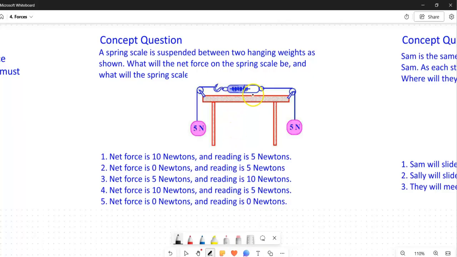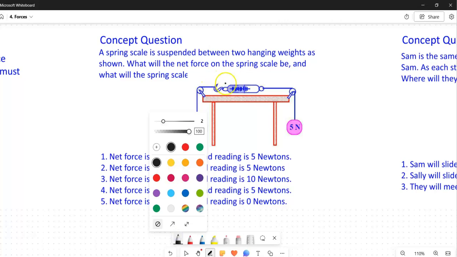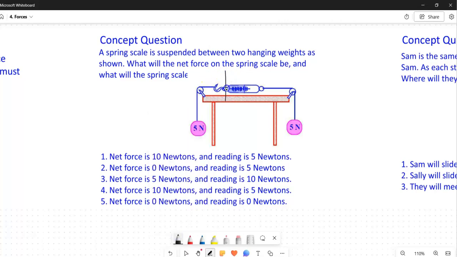Okay, well, here's what I like to think about. Let's suppose this was just for a moment hooked to a wall. It was just connected to a wall, and you connected this side right here to a wall. And then you hook this up to a spring scale. And when you do, that spring scale is going to read 5 newtons.